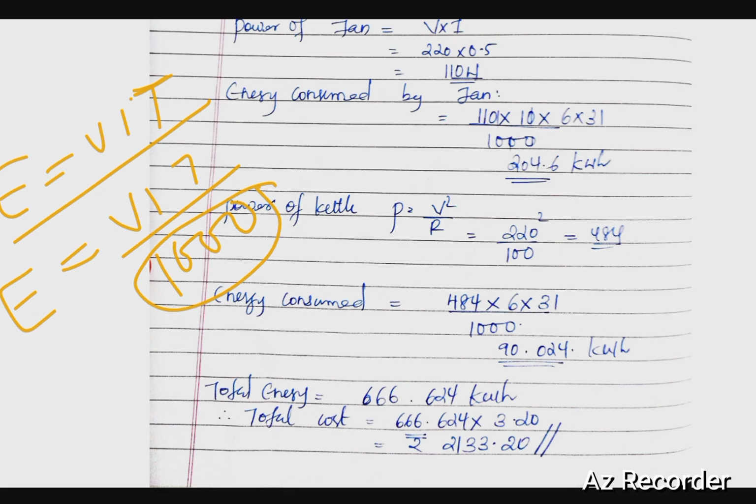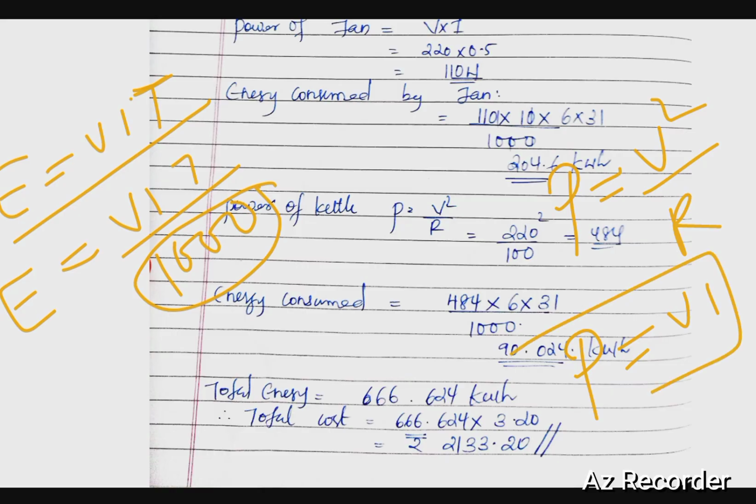Okay, now if the power is not given, you can calculate the power by P is equal to V square by R. Also you need to remember the equation, power is equal to voltage into current. Okay, I hope this portion is clear now.